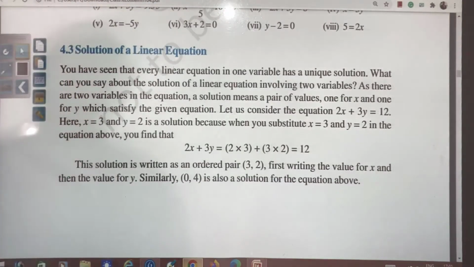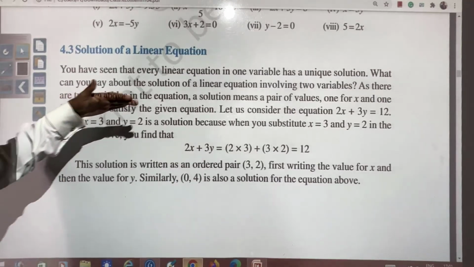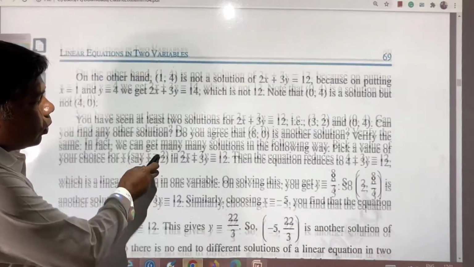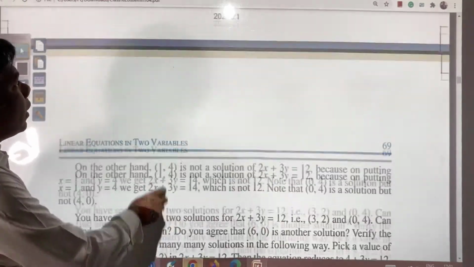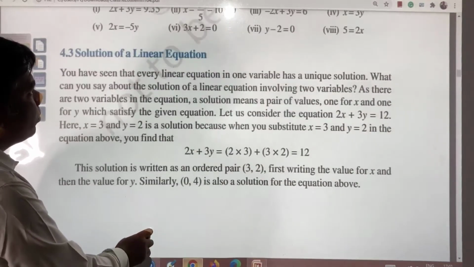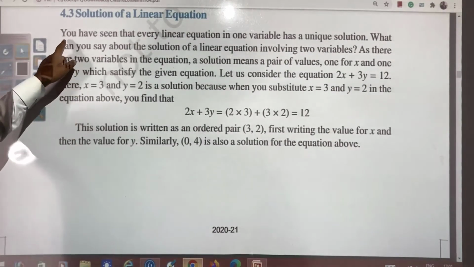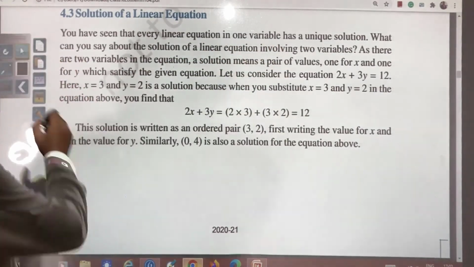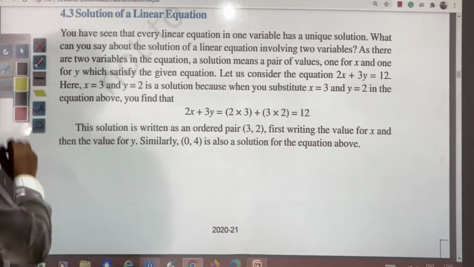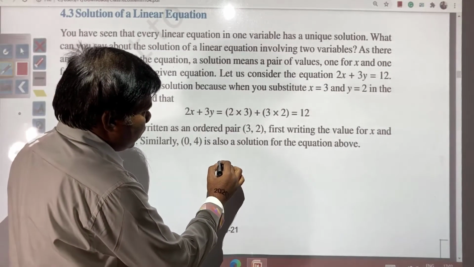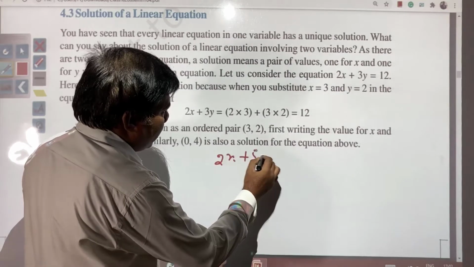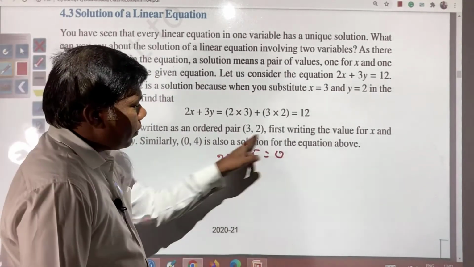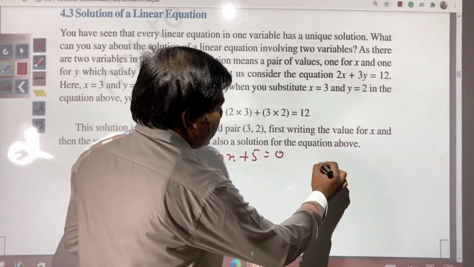Here you have solution of a linear equation. Try to learn each and every line in proper way so that your concept will be clear and in understanding you will not be having any problem. So here you have seen that every linear equation in one variable has a unique solution. If you remember any linear equation, suppose 2x + 5 = 0 of one variable. One variable you have. If you want to find out the value of this, what you will get?